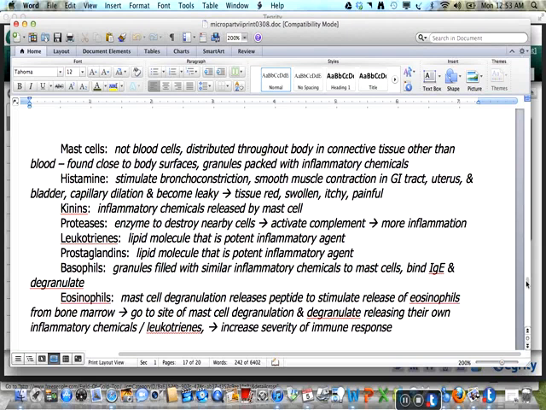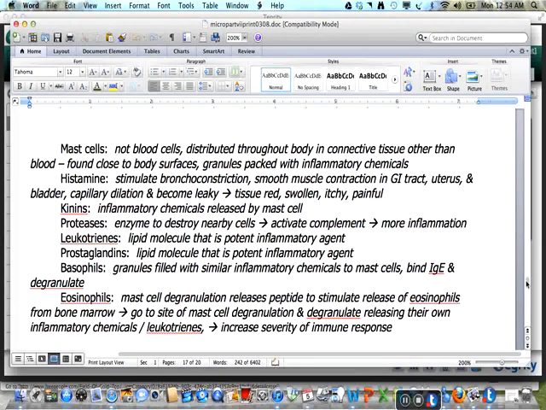The kinins are another chemical promoting inflammation and are released by mast cells. The proteases are enzymes that destroy nearby cells, activating complement and causing more inflammation. Both leukotrienes and prostaglandins are lipid molecules that act as potent inflammatory agents.